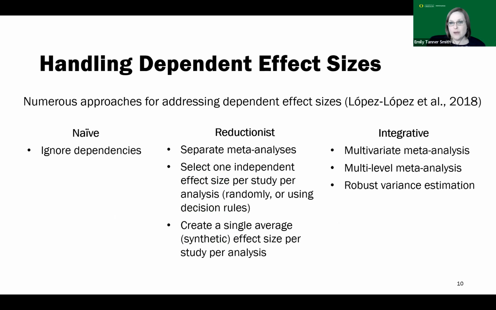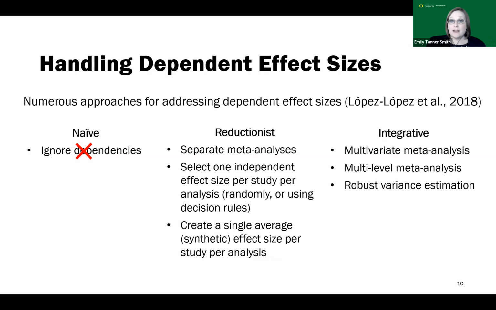Now, there are numerous ways that we can address dependent effect sizes in a meta-analysis. So one naive approach is simply to ignore the dependencies and include all of the effect sizes in the meta-analysis. And as you can imagine, this is generally a bad idea, right? Just as in primary research, when we have clustered data, if we ignore that clustering, then our standard errors are going to be underestimated. And so this is not a good idea.